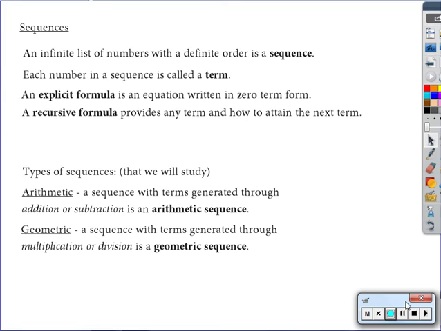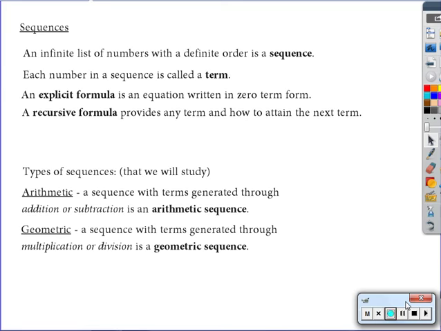An infinite list of numbers with a definite order is called a sequence. Each number in a sequence is called a term. We're also going to talk about explicit formulas. An explicit formula is an equation written in zero-term form. We'll talk about what that means. And we'll talk about a recursive formula, which provides any term of the sequence and how to attain the next term.